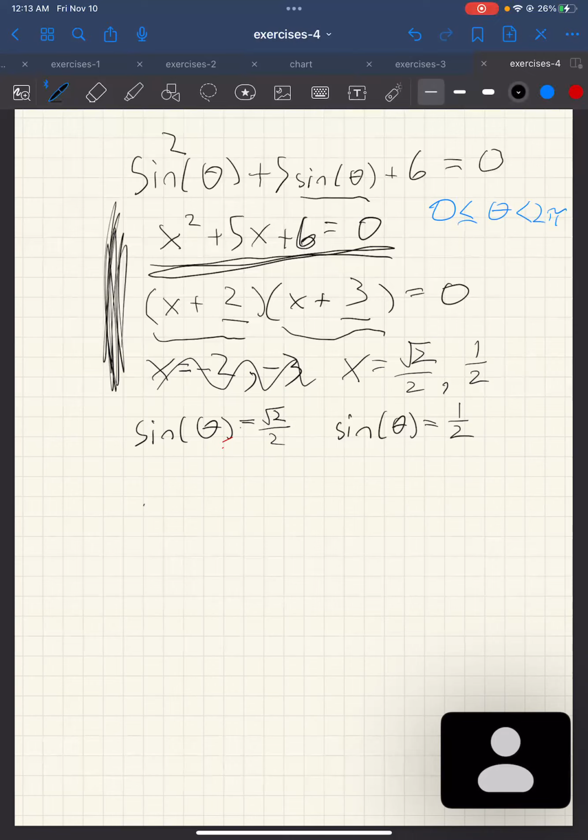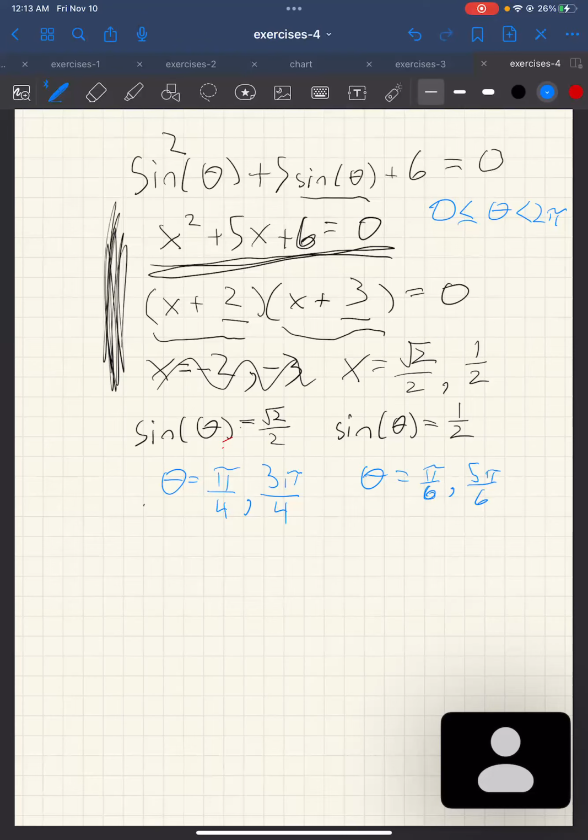So now when is sine root 2 over 2 in our domain? And if we remember from a previous question just a minute ago, we got pi over 4 and 3 pi over 4. Now when is sine 1/2 in our domain? That happens at pi over 6 and 5 pi over 6.